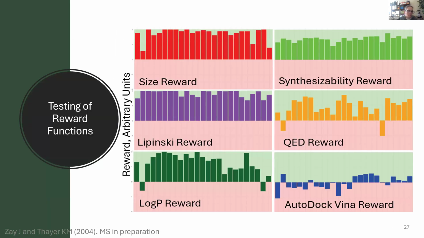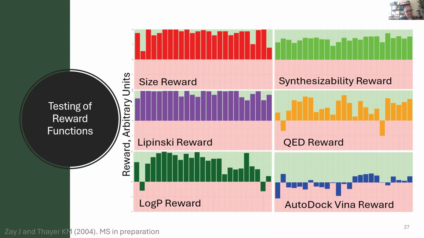So what we want to do is test the reward functions. So we could take a look at the size rewards, synthesizability, Lipinski. This is a heuristic that is used in the drug design world. We also looked at the QED rewards and the logP rewards and the AutoDock Vina rewards. So we're breaking it out into the individual parts that we're using. And so what we did is by rank ordering the compounds, as I showed you in the previous slide, so that the ones on the left are most like PK11000, the ones on the right are the least like it.